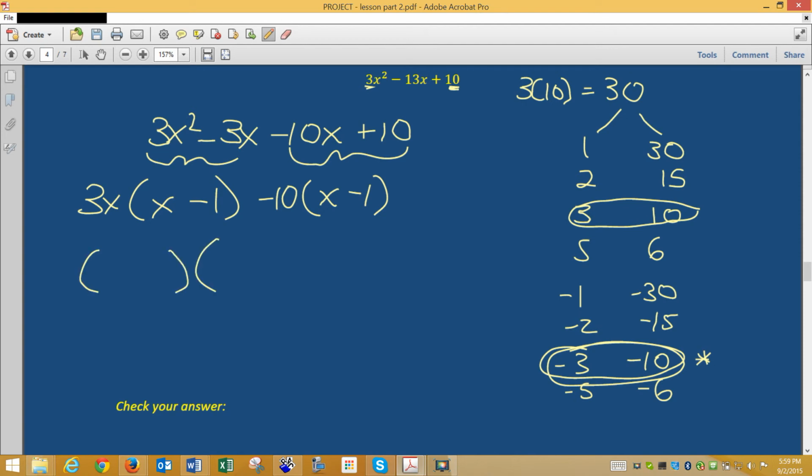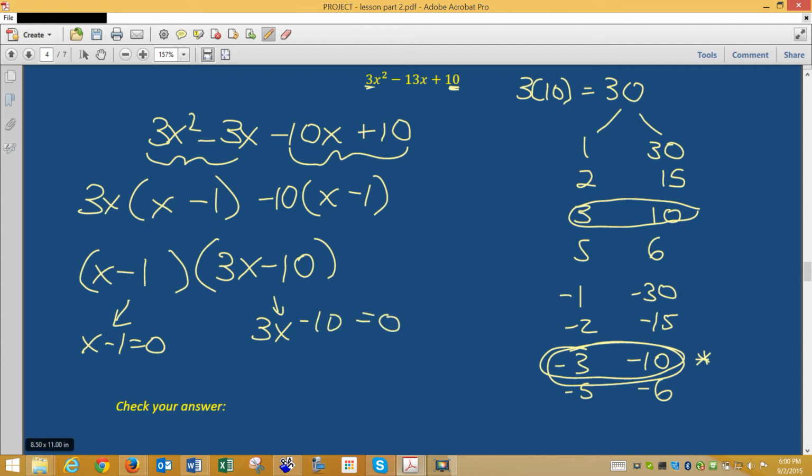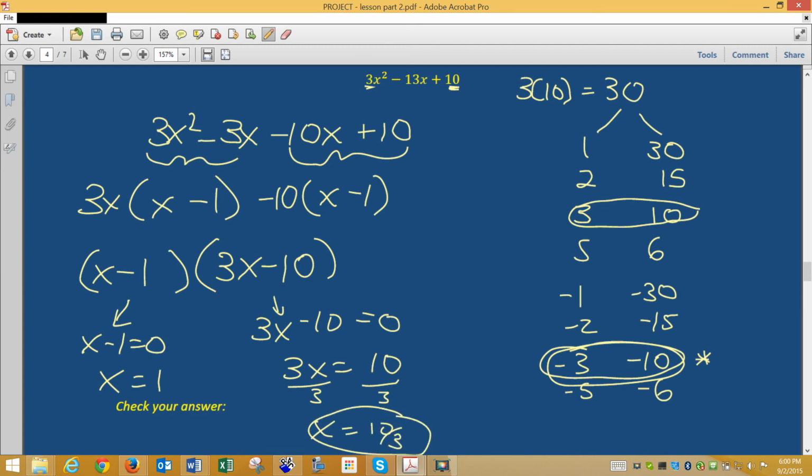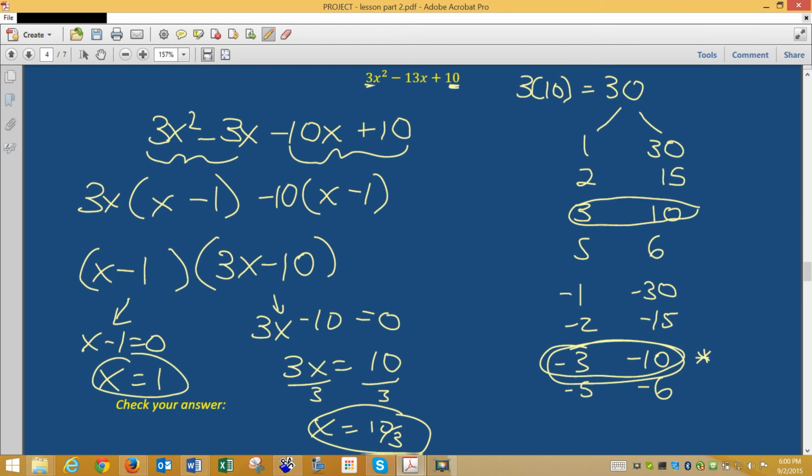So I can set up my two sets of brackets here. Put what I found to be common among the brackets in the first set and the leftovers in the second set. Okay, so now I set each bracket equal to 0 and solve for x. So in the first one I have x equals 1, and in here I'll have 3x equals 10, divided by 3, x equals 10 over 3. And you can leave that as a fraction because it does not simplify down at all.